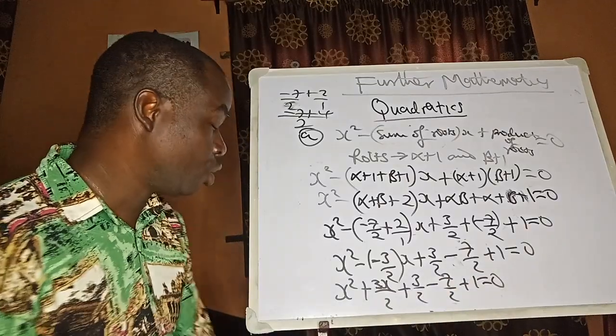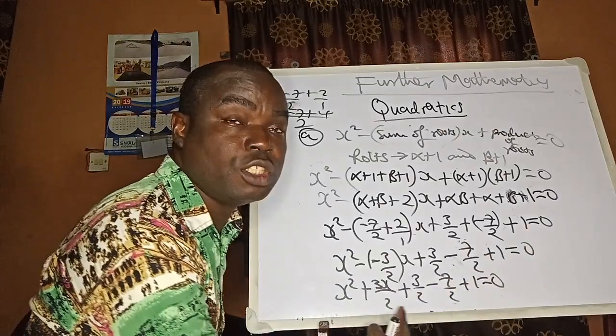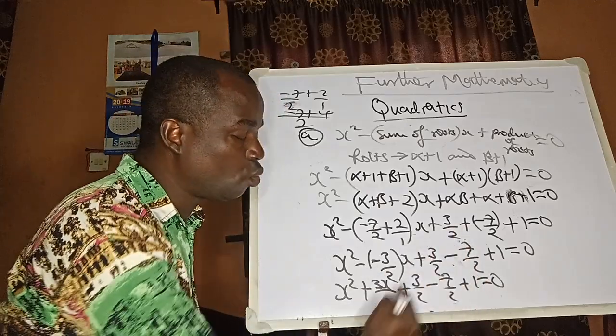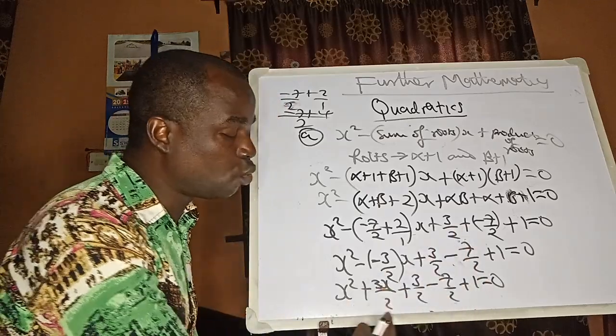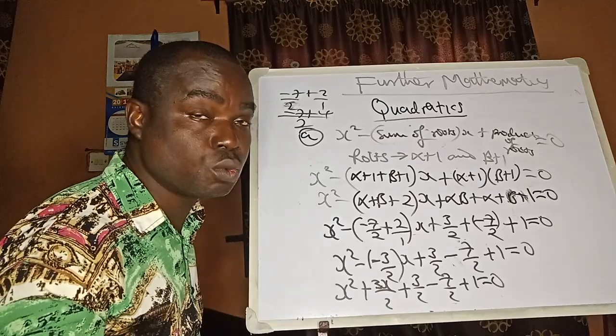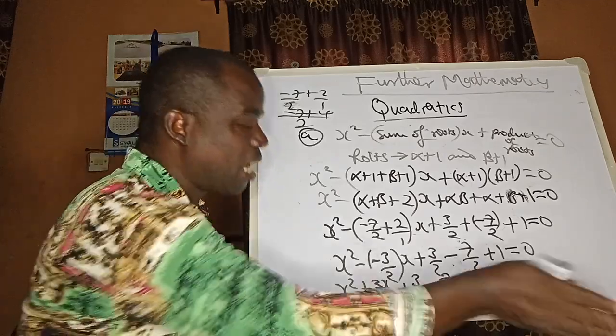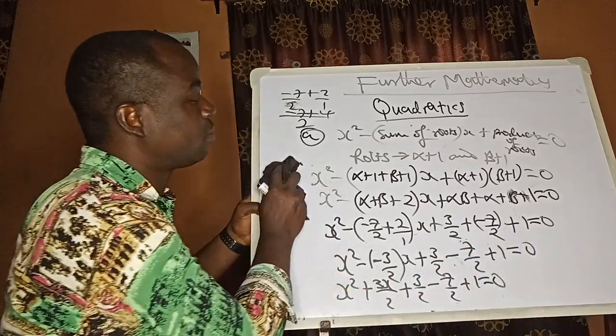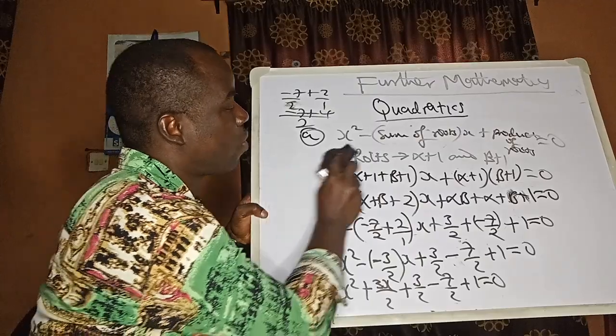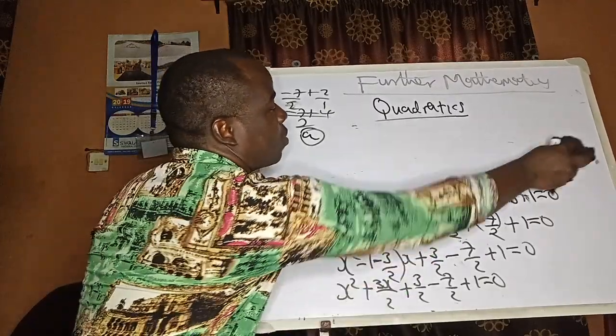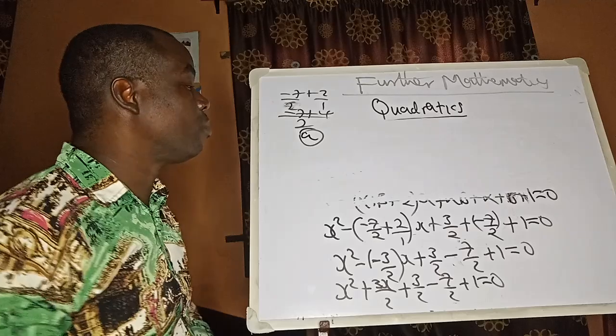How do you clear the fractions? You will find the LCM of all the denominators. That is 2, 2, 2. So LCM of 2, 2, 2 is what? 2. So use the 2 to multiply everybody. So you do something like this.